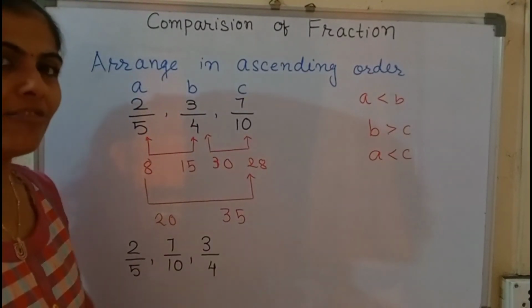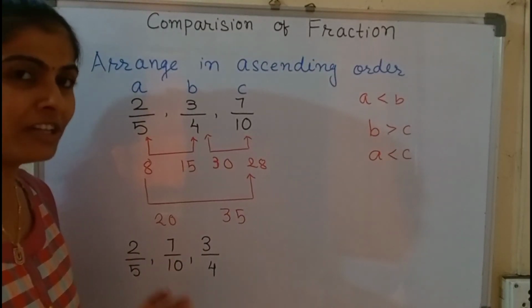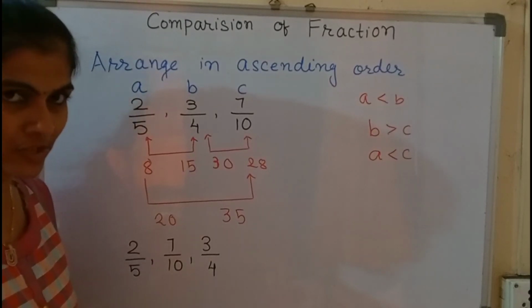So this is all about how we can do comparison of the fractions and how we can arrange them in ascending and descending order. So it is called ordering of the fractions.